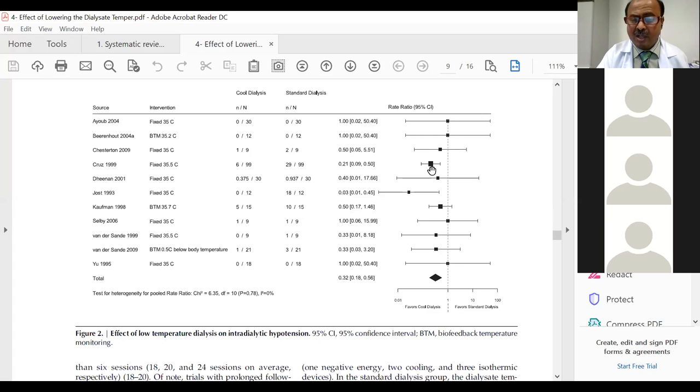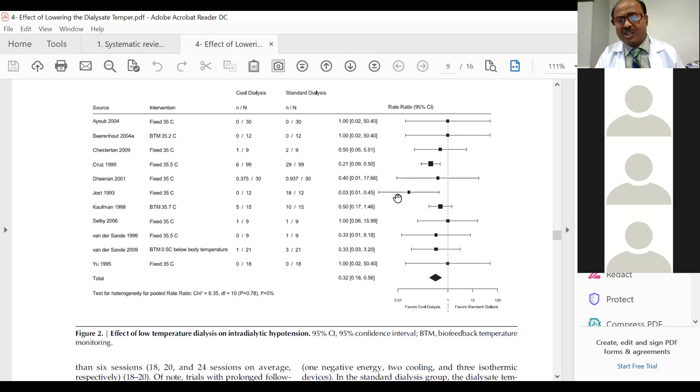In this study, this is the relative risk or ratio of intraoperative hypotension. Is it less than one or above one? Less than one. This means the intervention is beneficial in reducing hypotension in this study. So this is insignificant, and here a significant reduction.